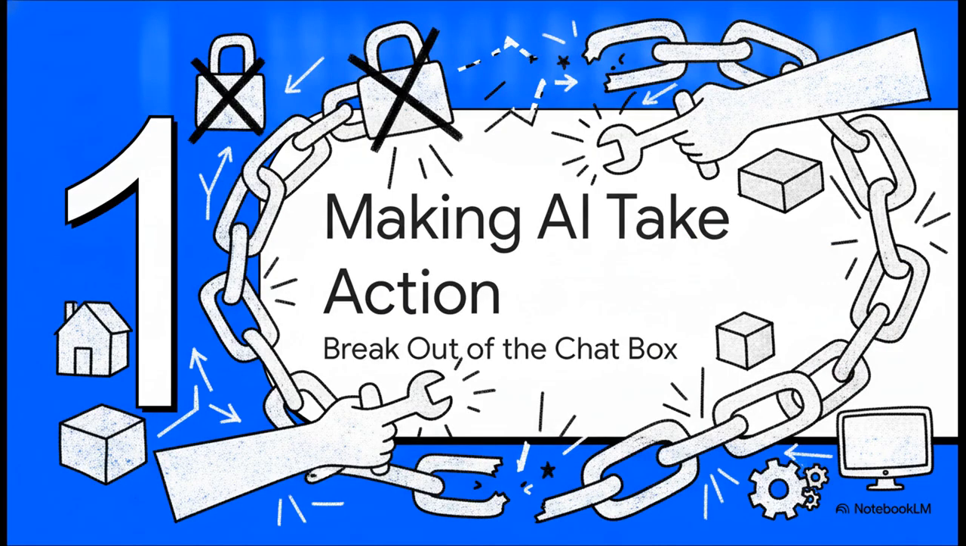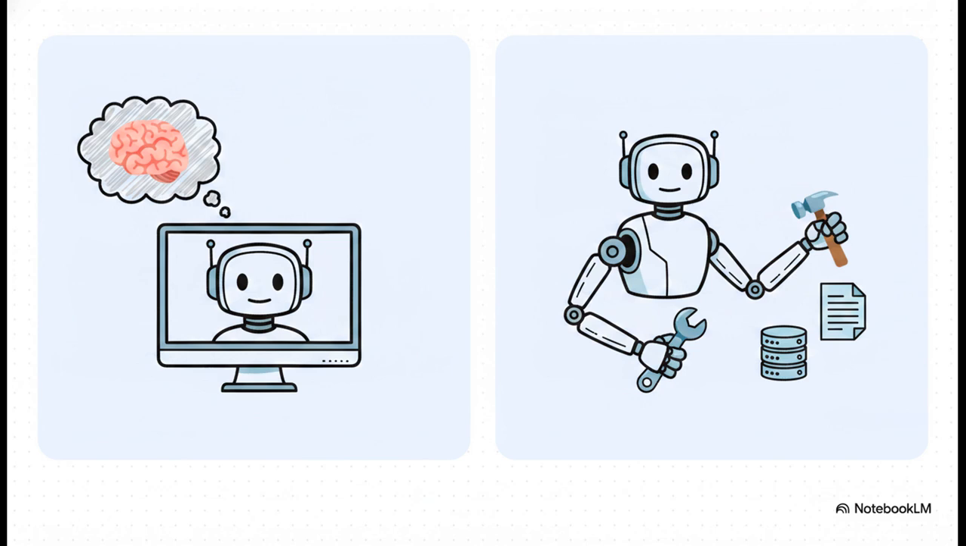All right, Section 1, making AI take action and breaking out of that chat box. Let's confront the massive limitation that's honestly holding most AI applications back right now. So, we have this fundamental problem of isolation in the AI space. Think about it. On one hand, we have our standard AI. It is an undeniably incredible thinker, right? It can generate highly complex code, write brilliant essays, and analyze just vast amounts of public training data.